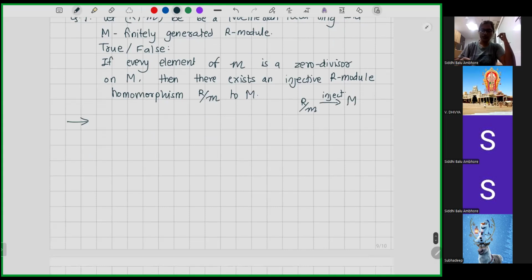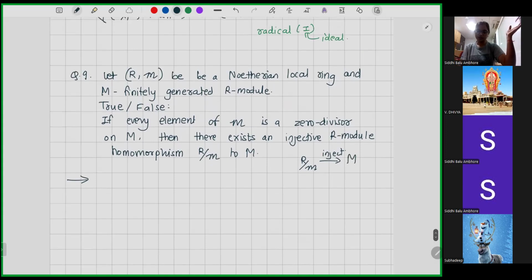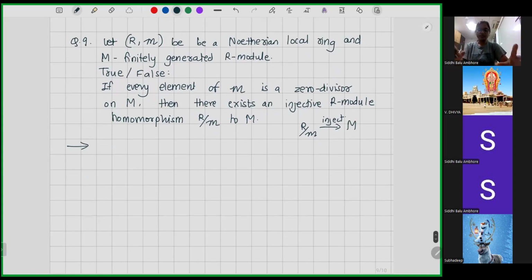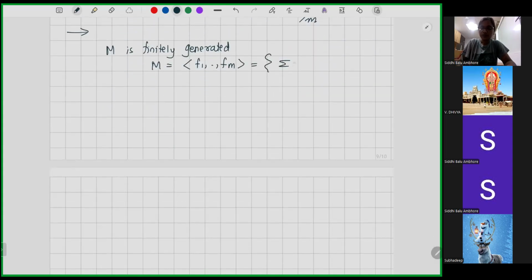So what does this mean is that first understand that R, m is a local ring, so it has only one maximal ideal, this m given, and M is finitely generated. This implies that M is, I'm just writing this here, let us take f1 to fm maybe. And what does this mean? It is summation Ri fi. Yes, this is true.